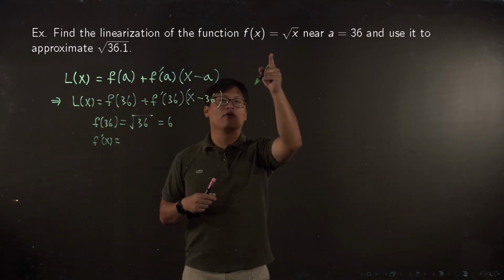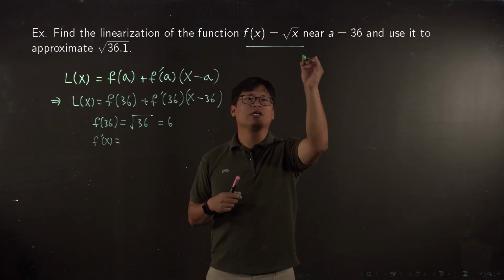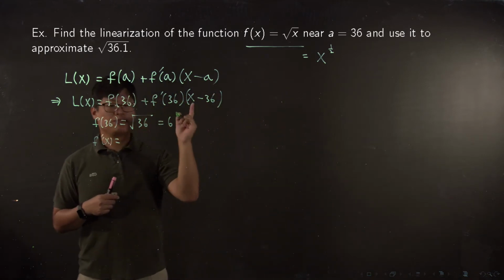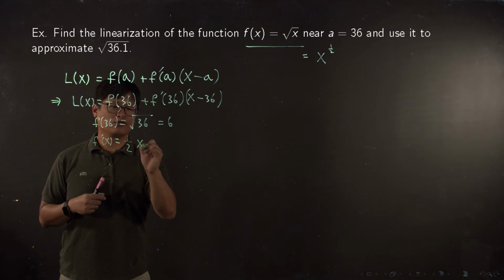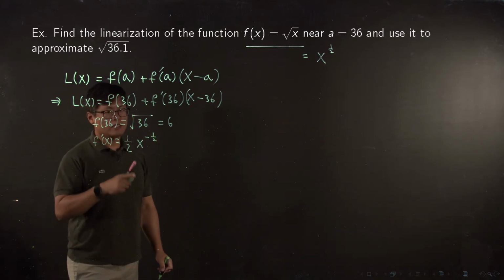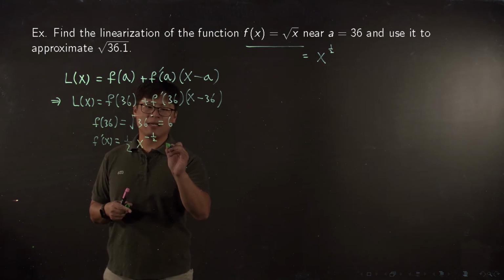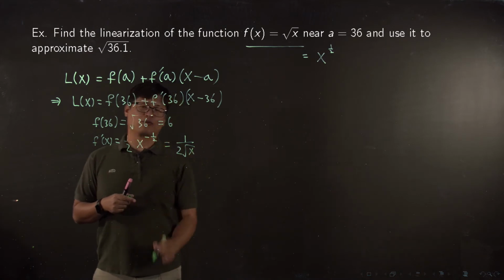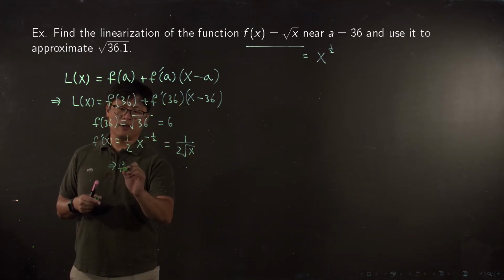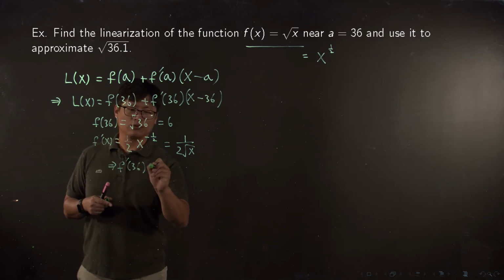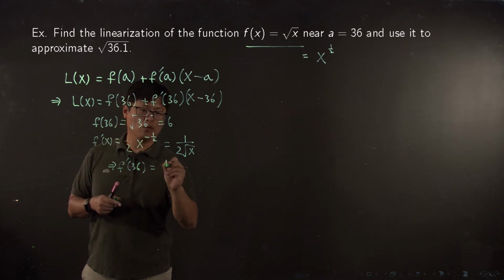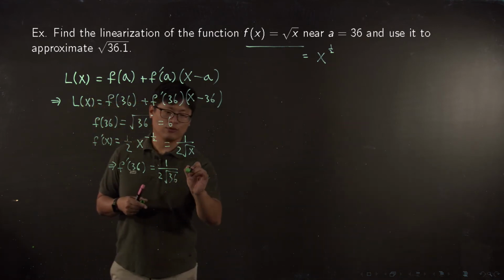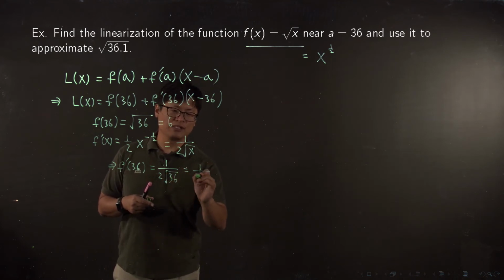Then what is f prime of x? Look at that. Your function f of x is square root of x, which is x to the 1/2. Then f prime of x is, by the power rule, 1/2 x to the negative 1/2. Let me rewrite this as a positive power, or a square root. It is 1 over 2 square root of x. Now, just plug in 36 in there. F prime of 36 is equal to 1 over 2 square root of 36, which is equal to 1 over 2 times 6, which is 1/12.